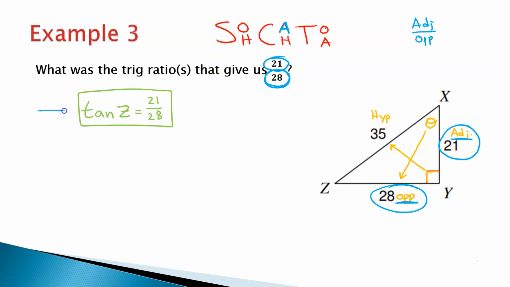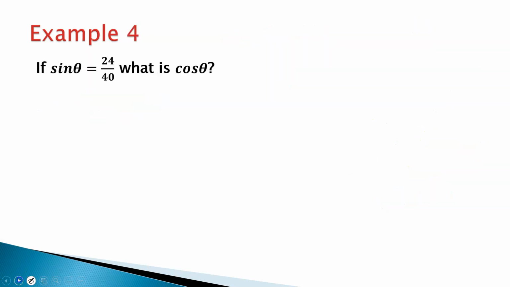So there's actually only one answer. Tangent of Z is the only way you're going to get 21 over 28. But we still have to test this one out. It might be a possibility. We still want to try that problem one more time.